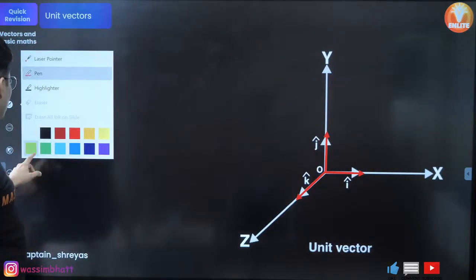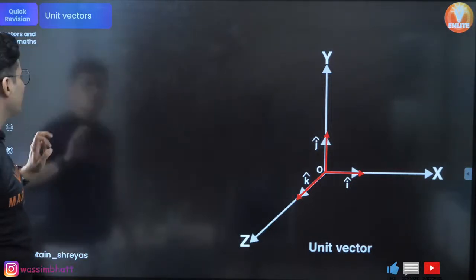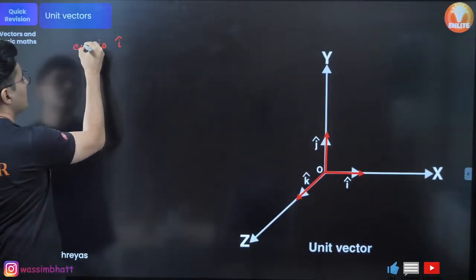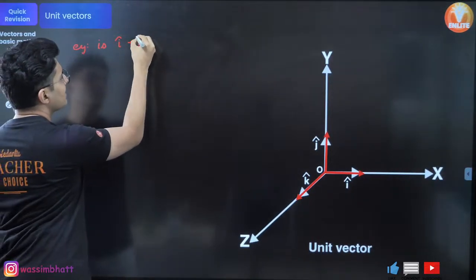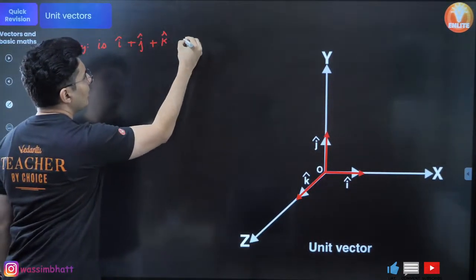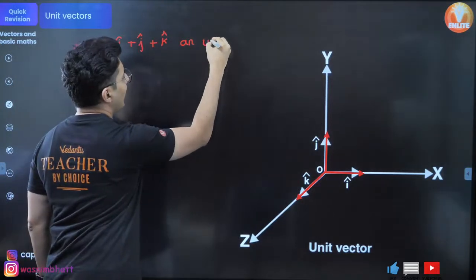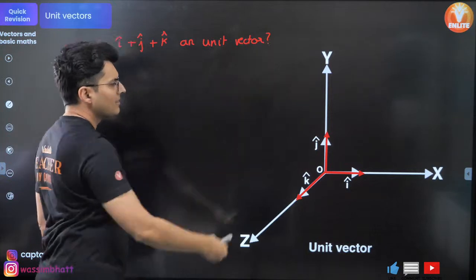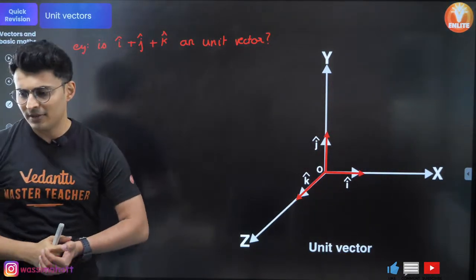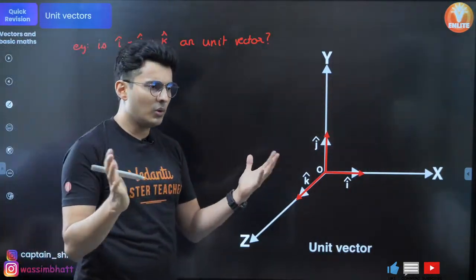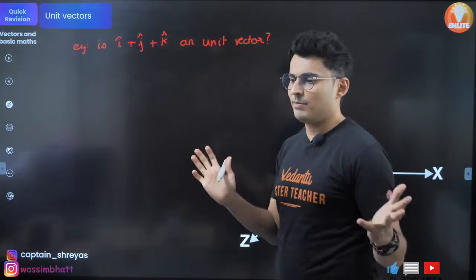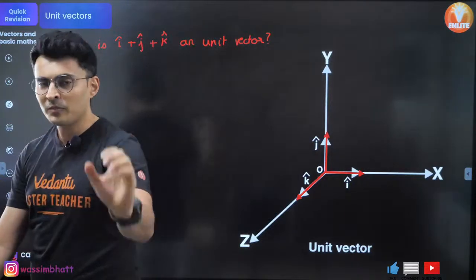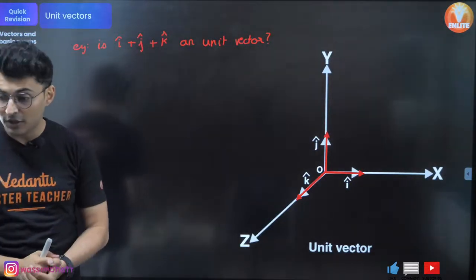Now, let's say, just as an example, is i cap plus j cap plus k cap a unit vector? What is your answer, guys? Is that a unit vector? Yes? No? Think about it. i cap plus j cap plus k cap. Do you think that as a whole it is a unit vector? I feel that it is not a unit vector.